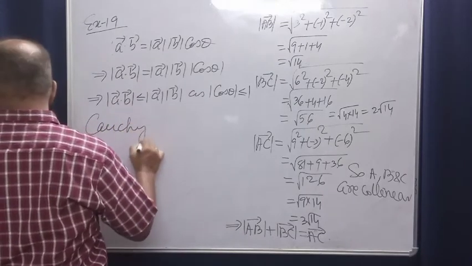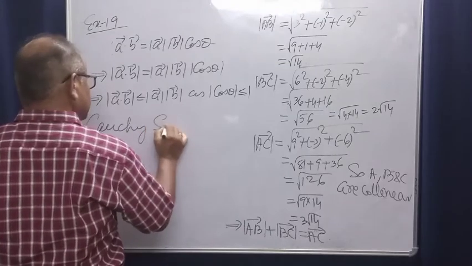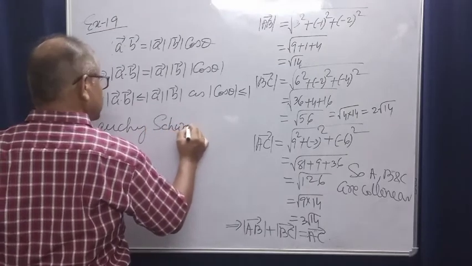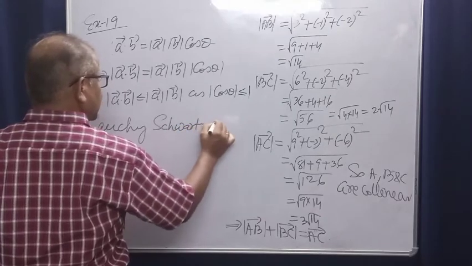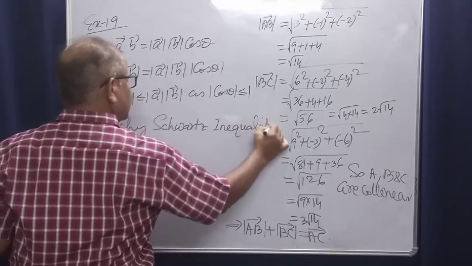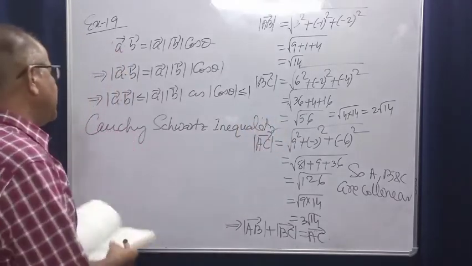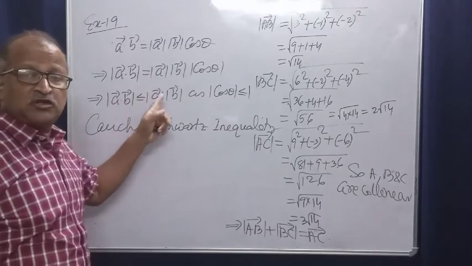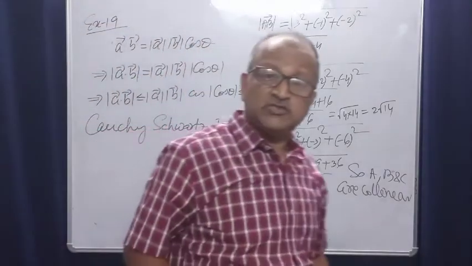Cauchy Schwarz inequality. This is also a very important inequality. Magnitude of A dot B is always less than or equal to magnitude of A into magnitude of B.